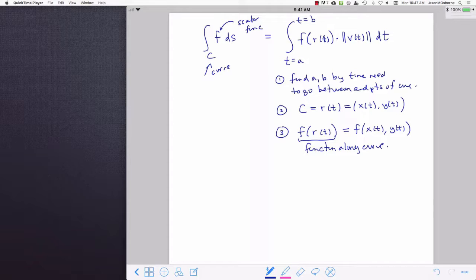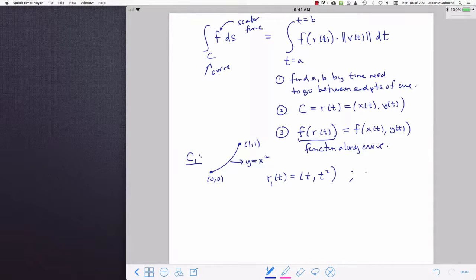So here's the meaning of this problem. In this case, our first curve was the part of the parabola that went from 0, 0 to the point 1, 1, and it was given by y equals x squared. The easiest way to parameterize that parabola, r1 of t, is t comma t squared.